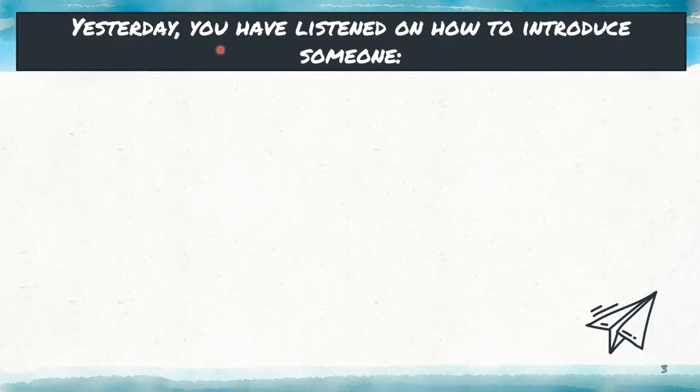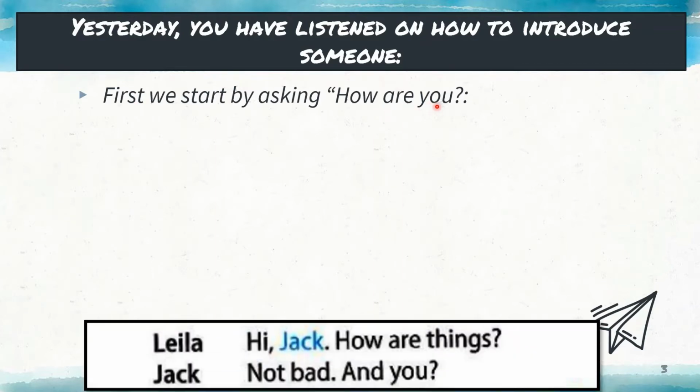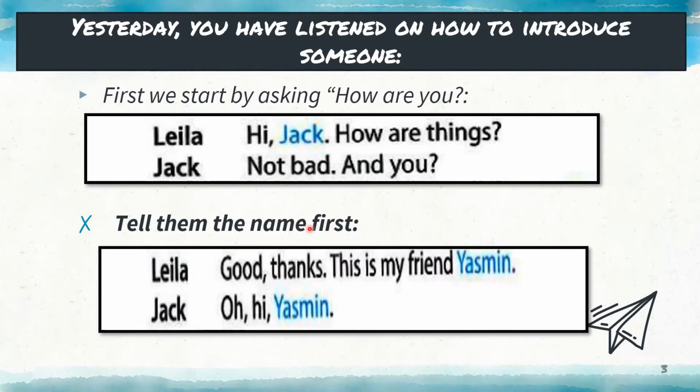So yesterday, you listened on how to introduce someone. Okay, first we start by asking, how are you? Like in this example, Leela is asking Jack, how are things? And then you tell them the name first. Okay, so Leela said the name of her friend is Yasmin.